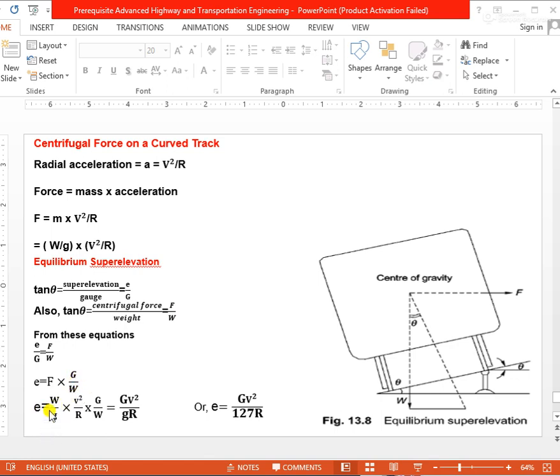Super elevation E equals to F into G by W. F can be written as W by g into V square by R because F is mass into acceleration. So W by g, the mass, into acceleration V square by R, into G by W. So the equation now becomes E equals to G V square by g R, or if we need it in meters, we can put speed in kilometers per hour and get E in millimeters. So E equals G V square by 127 R. Okay.